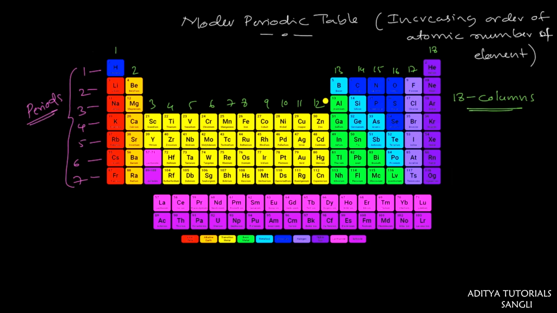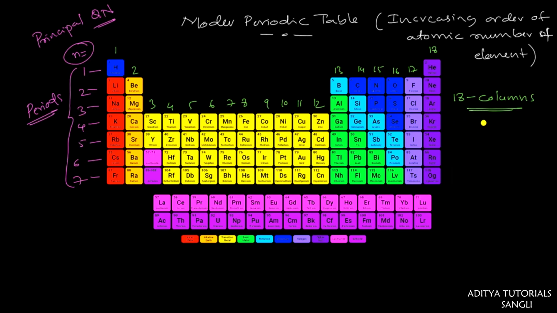Okay, and one thing I want to mention right here, that periods are represented as n, and n we know is the principal quantum number. The principal quantum number indicates the shell number in the atom, right? This is the first shell, second, third, fourth, fifth, sixth, seventh shell.